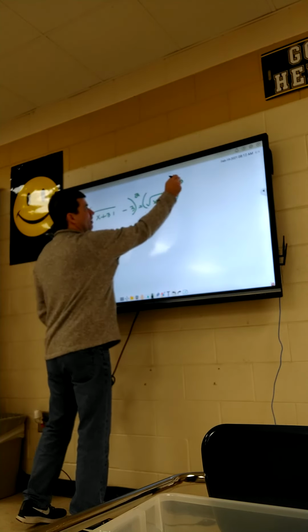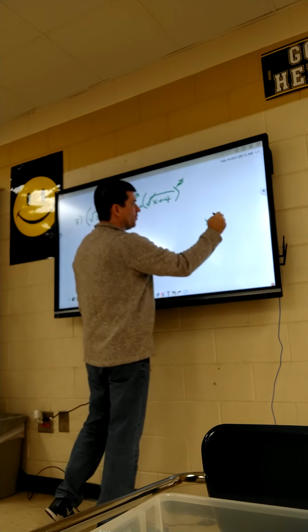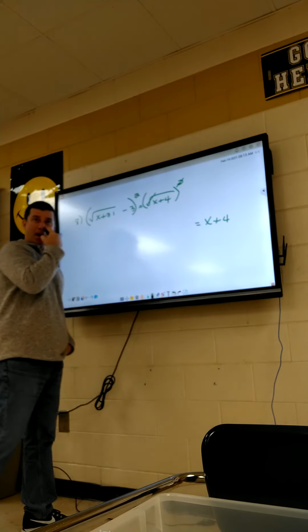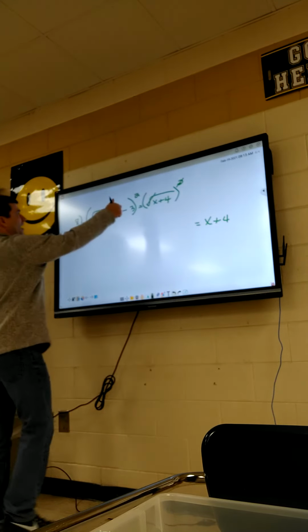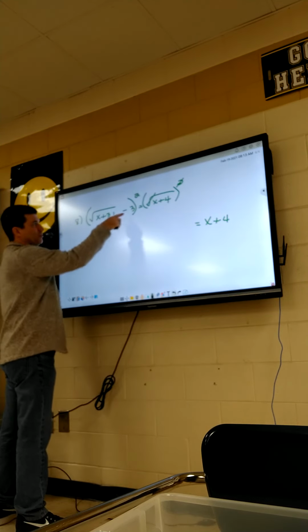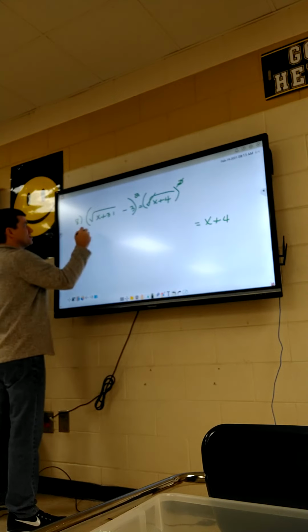All right, the square cancels out the square root on the right side, so I can just bring down x plus 4. So the right side's really easy. Now, on the left side, Tyler, I can't do that. That square will not cancel out the square root because of the minus 3. So what we've been doing, you got to write all of that down twice.